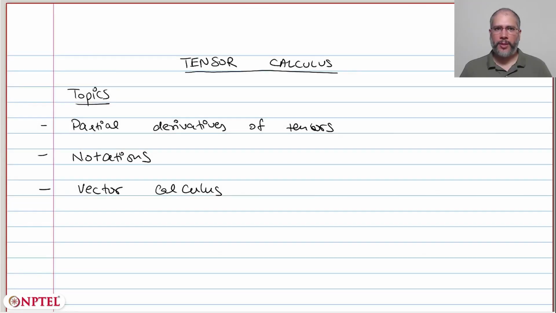So the topics for today are, first we'll start with partial derivatives of vectors. Then we'll discuss some notations which are required for discussing tensor calculus. And then we will start discussing tensor calculus through known territory, that is by discussing vector calculus first. In the next lecture, we'll talk more about calculus of tensorial objects and some integral theorems.